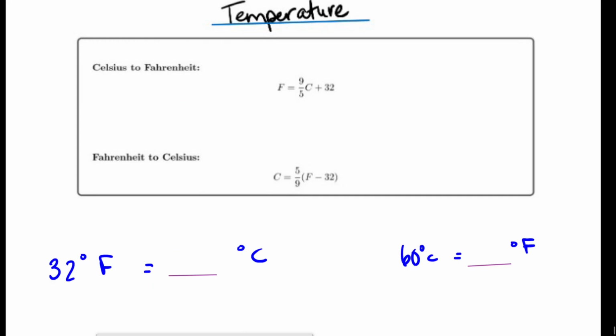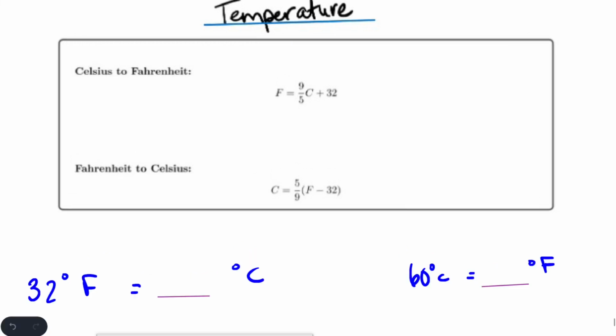Now our last topic from this section is temperature, specifically going between Fahrenheit and Celsius. We're asked to go between 32 degrees Fahrenheit to its equivalent value in Celsius and 60 degrees Celsius to its equivalent value in Fahrenheit. So if y'all would attempt these problems on your own, after you've worked on it on your own, we will discuss it briefly.